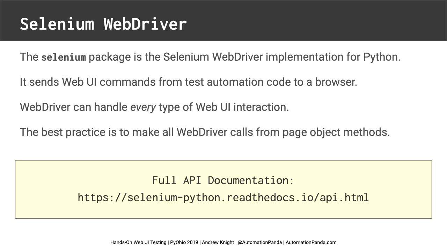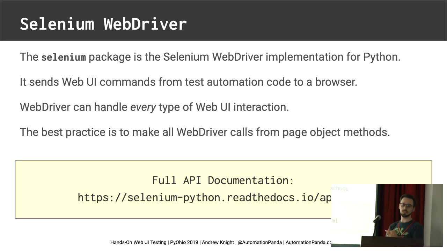And as I said previously, the best practice is to make all WebDriver calls in page object commands, right? We don't want our tests to be making explicit WebDriver low-level calls because that's going to become very repetitive. It's much better to say, hey, search page search, than search page find element, find name q, wait for the thing to exist, send a click, wait for the page. We don't want to have that level of granularity.